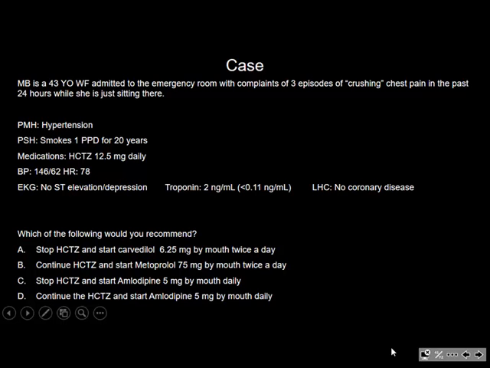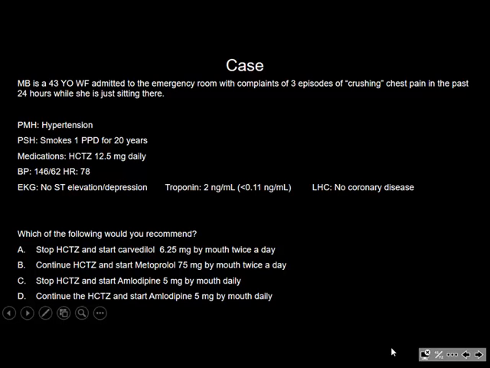Unstable angina, why do you say that? Because she's saying she's having these episodes of crushing chest pain. Okay. So it's probably like a partial blockage somewhere. Okay, so she's saying unstable angina because she's having crushing episodes of chest pain.